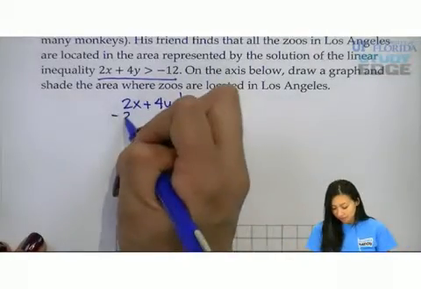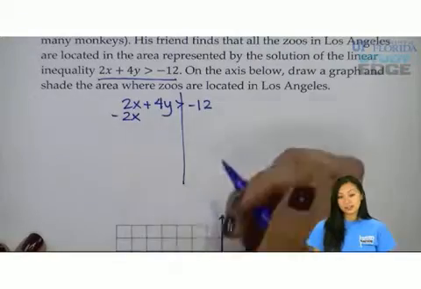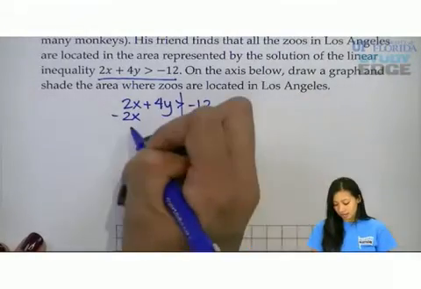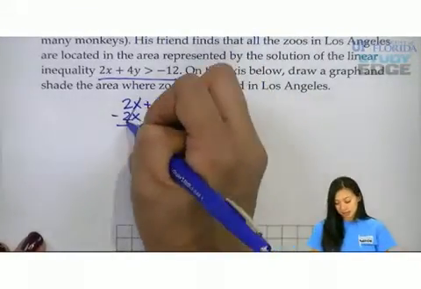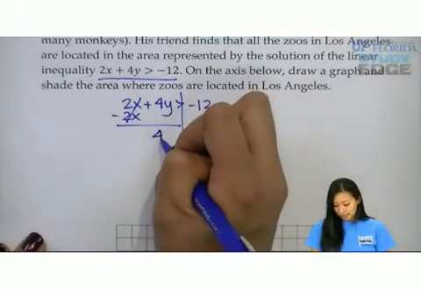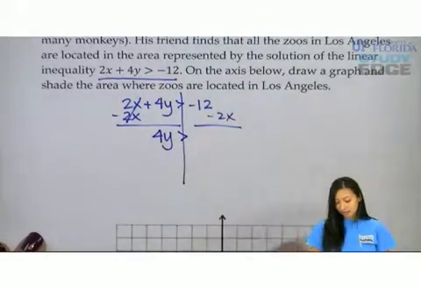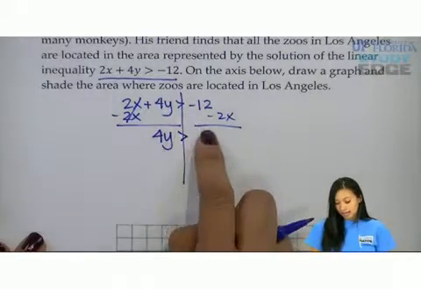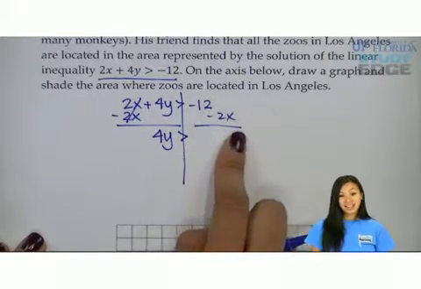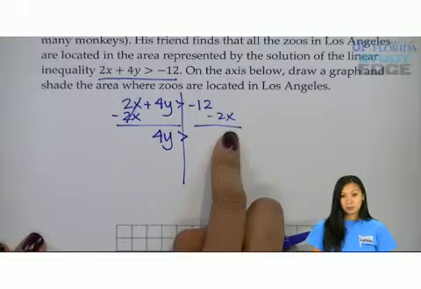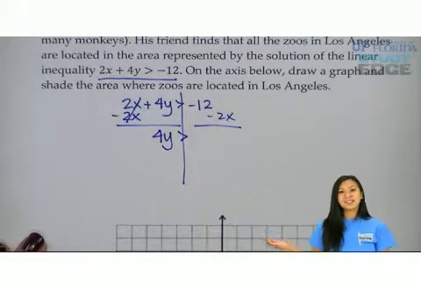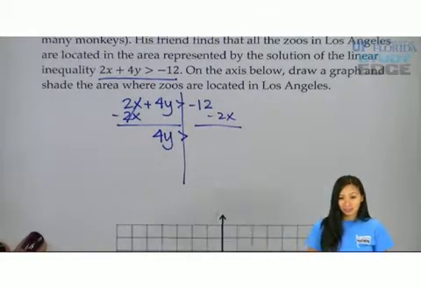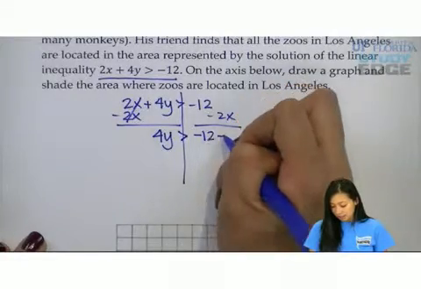The first thing we do is subtract 2x. Whatever I do on one side, I've got to do on the other side. 2x minus 2x cancels out because that's 0. We bring down our 4y. We bring down our greater than sign. Notice, negative 12 minus 2x are not like terms, so we cannot combine them. We cannot say, oh, it's negative 14x. They're not like terms, so we just bring them down.